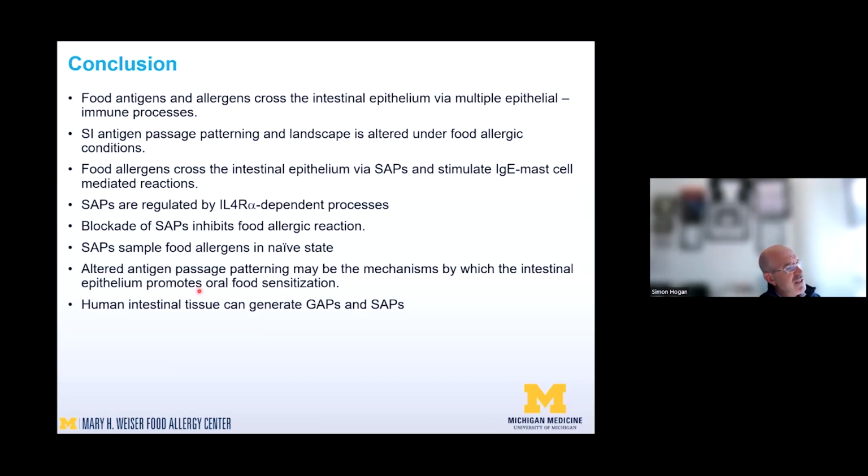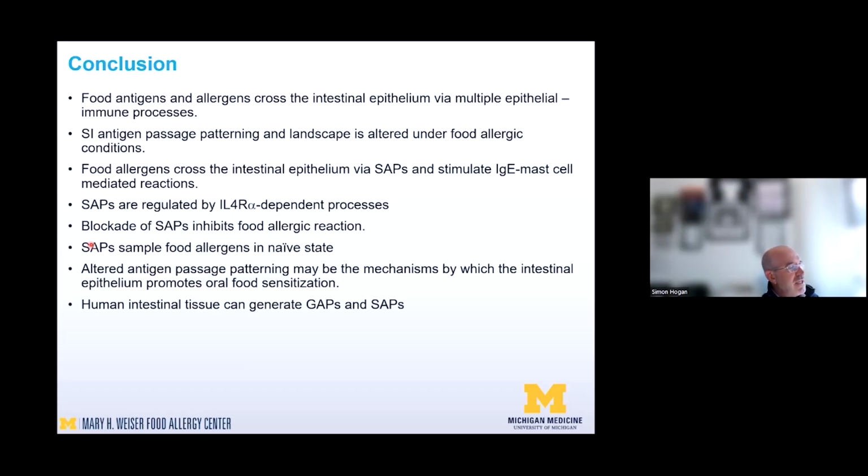So in conclusion, this study suggested to us that food, dietary antigens and dietary allergens can cross the epithelium by multiple immune processes. In particular, in the small intestine, we've identified that these antigen passages are very important in acting as conduits for antigens to move across the epithelium and present to the immune compartment. We can show that the antigen passages are spatially and temporally regulated, and the patterning and the landscape of these structures are altered under food allergic conditions and temporally regulated in the small bowel and the large bowel.